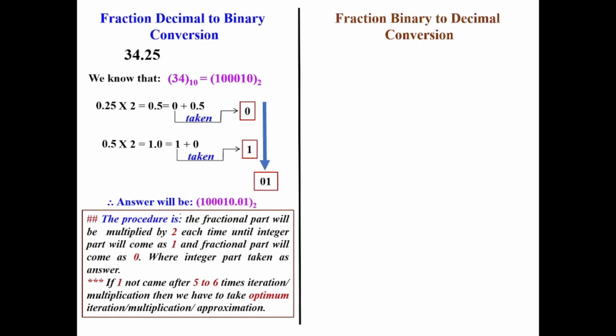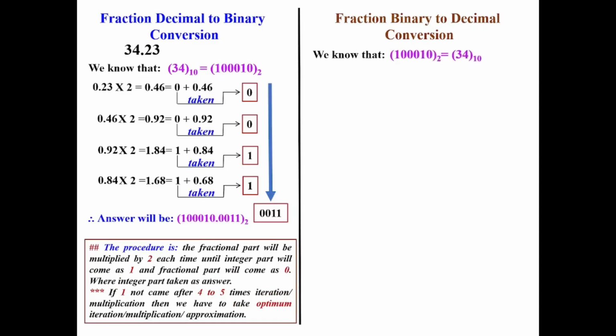Now we have to verify whether this binary number represents the decimal number or not. Here, the heading I have written is fraction binary number to decimal conversion. The decimal number of this binary number is 34, which we already evaluated. Now we consider 0.0011. What will be its decimal number? For the fractional case we move from this side, but for the integer case we move from this side.